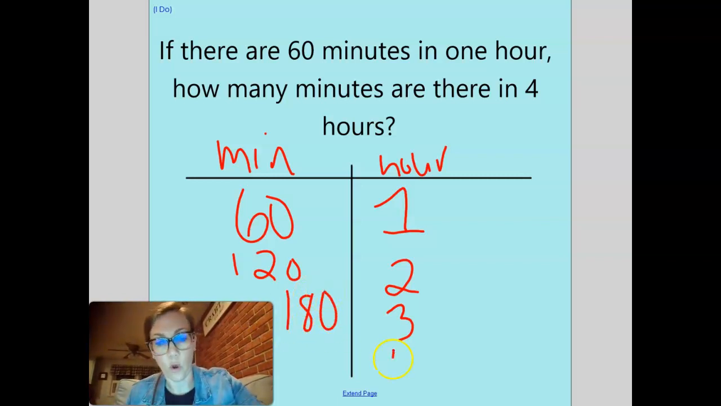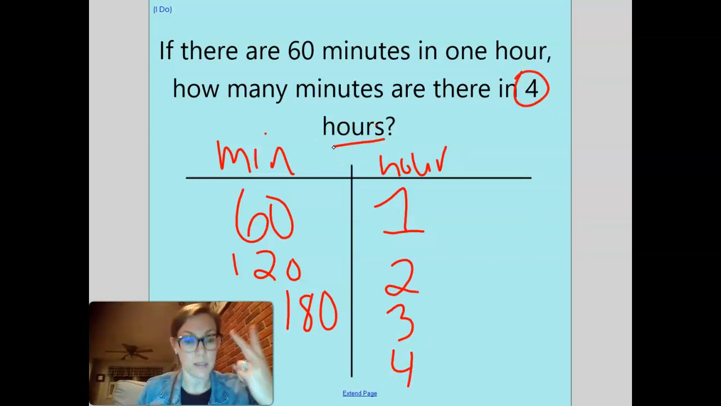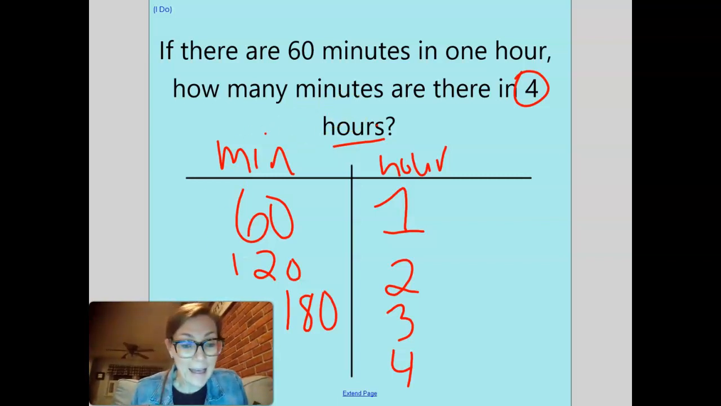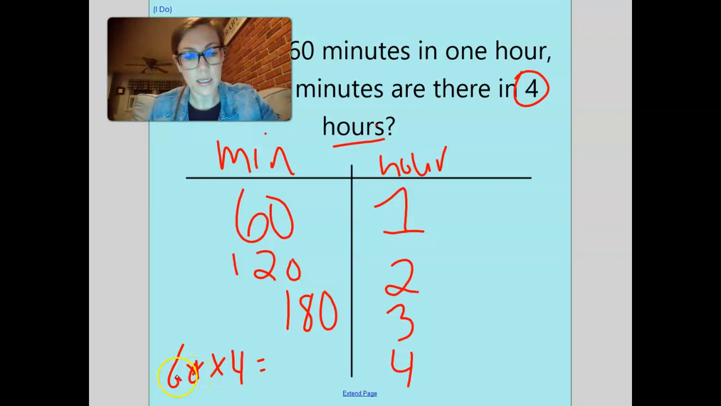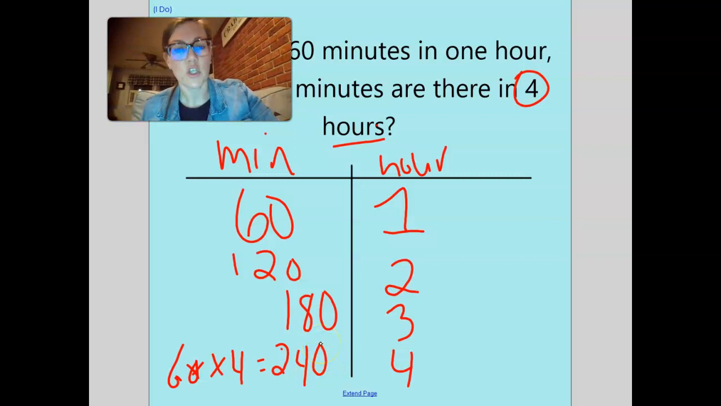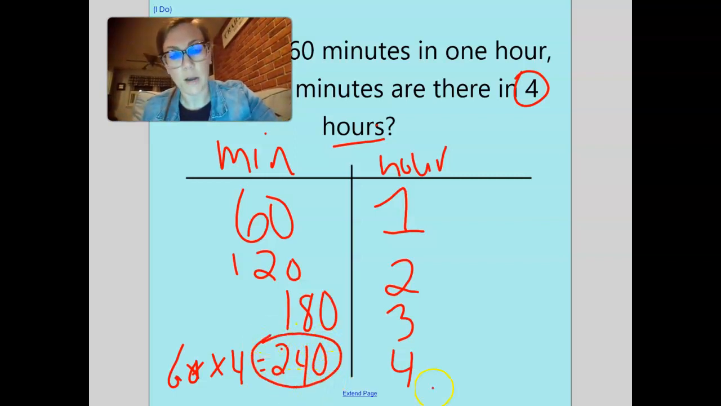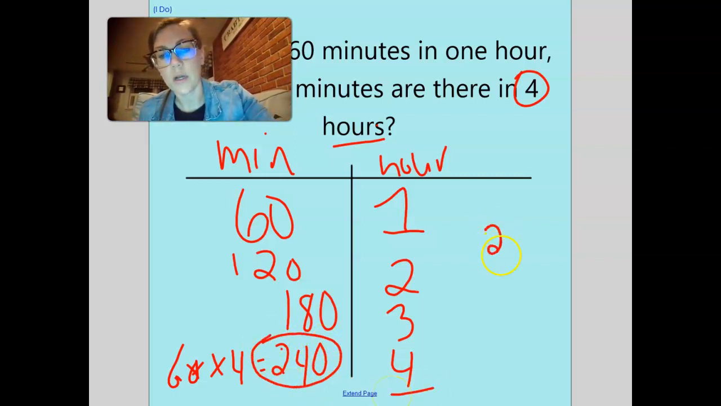So 4 hours, which is what the question is asking me, would be 60 plus 60 plus 60 plus 60. Or we can think of that as 60 times 4. Well, here's the trick again. Hide the 0 in the back for after. 6 times 4 is 24, and pop the 0 back on the end. So how many minutes are in 4 hours? There are 240 minutes.